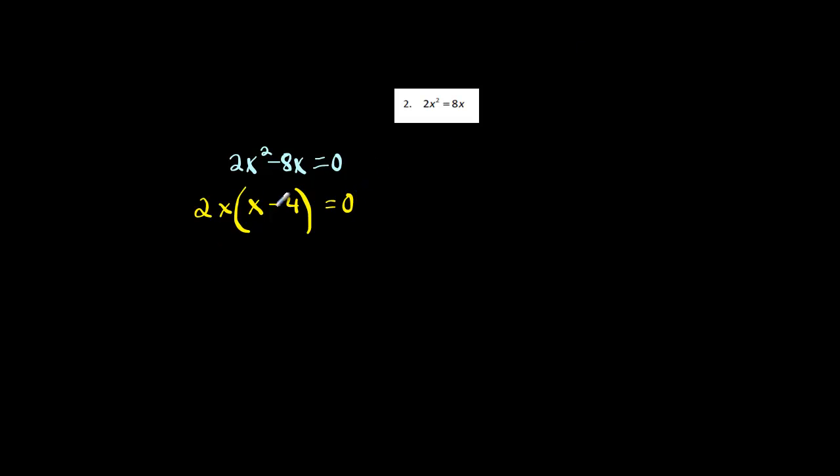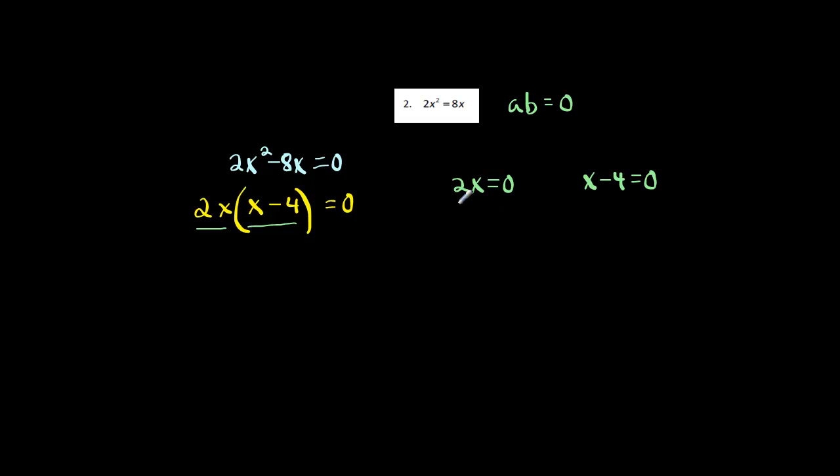Now that it's completely factored on one side, you set each of these equal to 0 and solve. So I'm going to have 2x equals 0, and I'm also going to have x minus 4 equals 0. We're trying to find out what makes each of these factors equal to 0, because when you take one thing and multiply it by 0, you'll always get 0. That's the zero product property. If a is 0, this is true. Or if b is 0, this is true. So we're finding out what would make each of these things equal to 0.